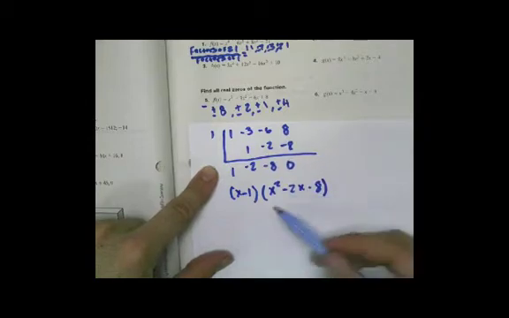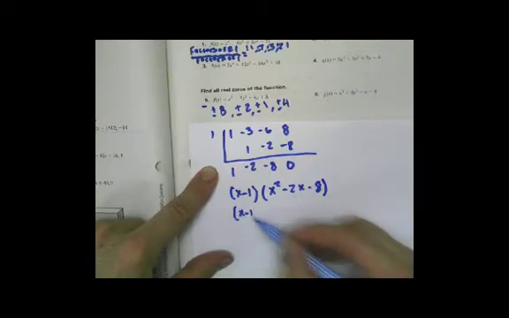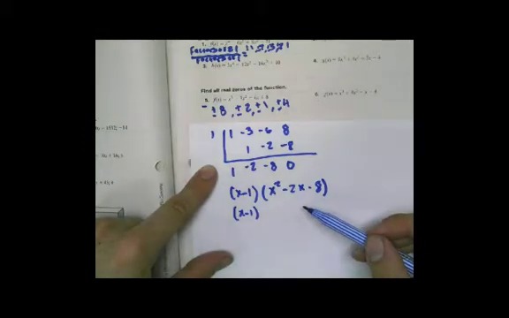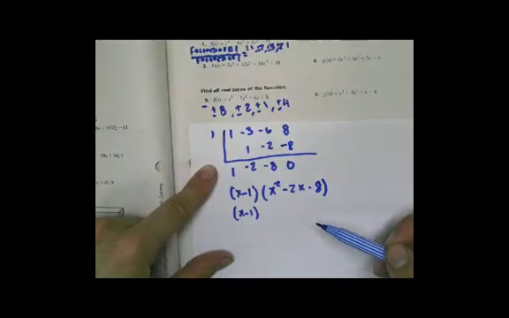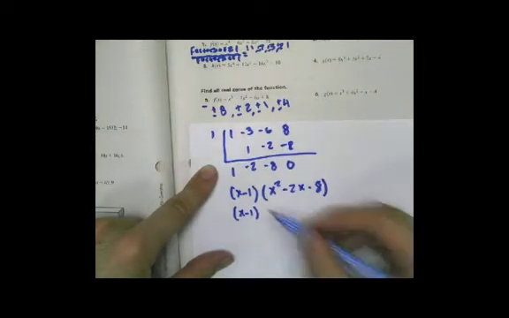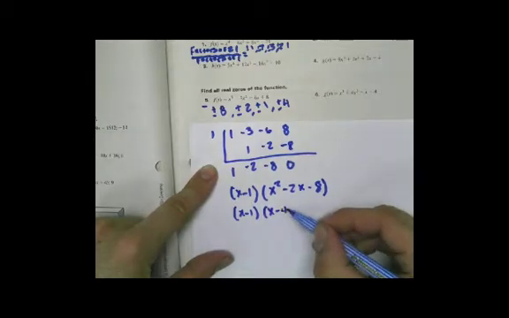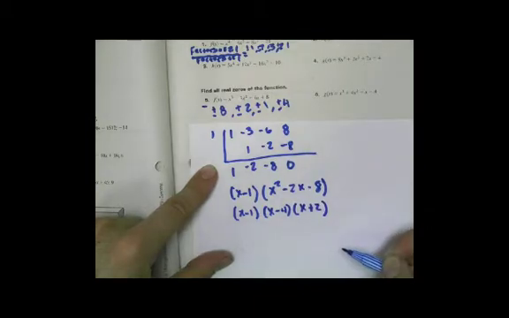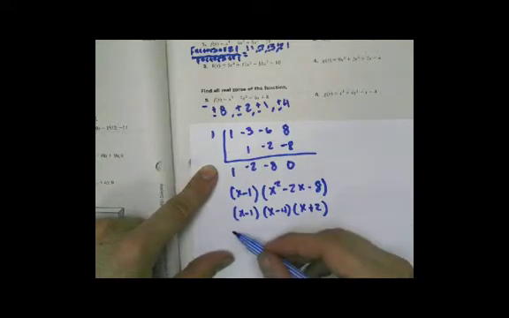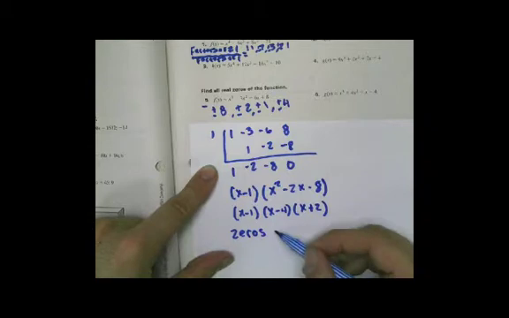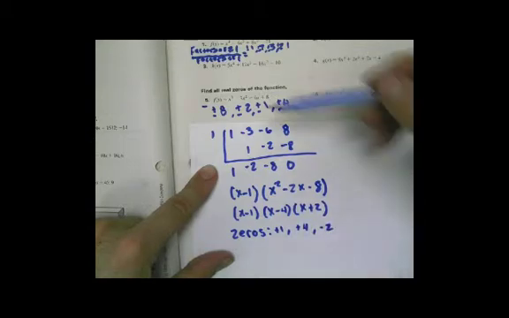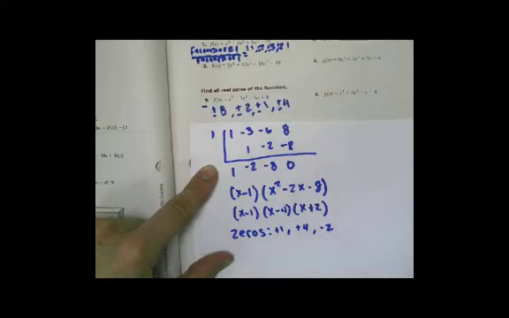Now we know that we can factor this from the previous chapter. We'll leave this as x minus 1. Well, what multiplies to negative 8 and adds to negative 2? Negative 4 and 2? Yeah. x minus 4 times x plus 2. And that is completely factored, but the zeros are actually going to be positive 1, positive 4, and negative 2. And look, those were in the possible ones. So that's how you find those.